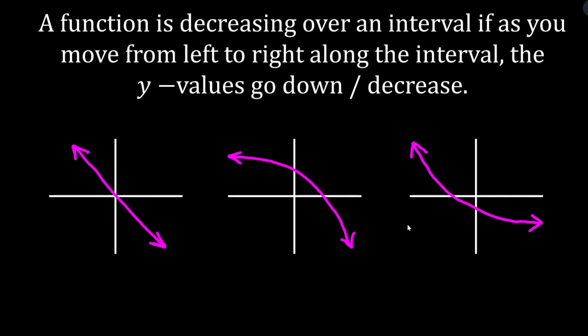A function is decreasing if as you move from left to right, the y values go down. So as we move right, we go down. Right and down. Right and down. So again, decreasing at different rates, but they are still all decreasing because as we move right along the interval, the y values go down or decrease.